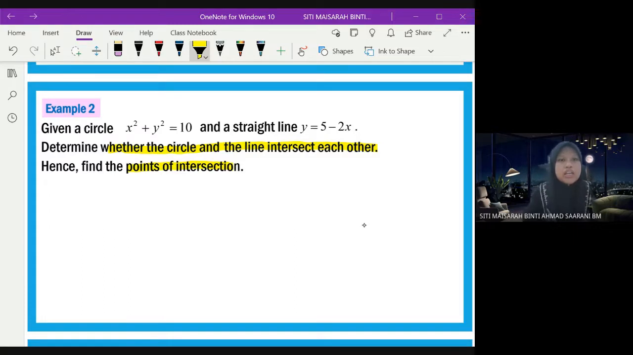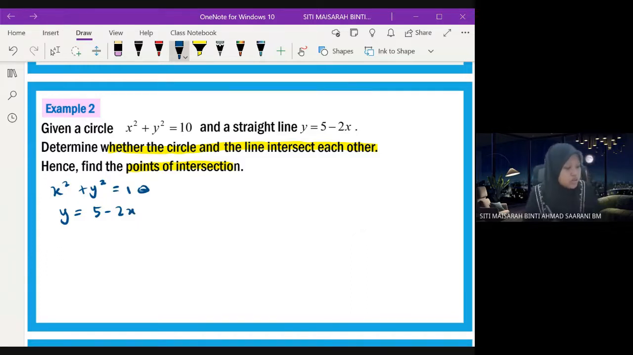Okay, yang ni kita ada dua equation. Satu equation circle, which is x square plus y square equals to 10. Satu lagi adalah straight line y equals to 5 minus 2x.